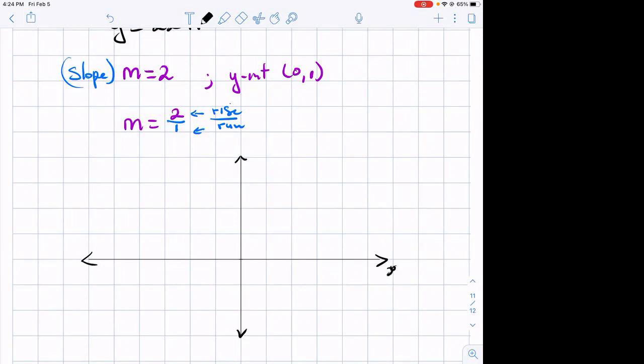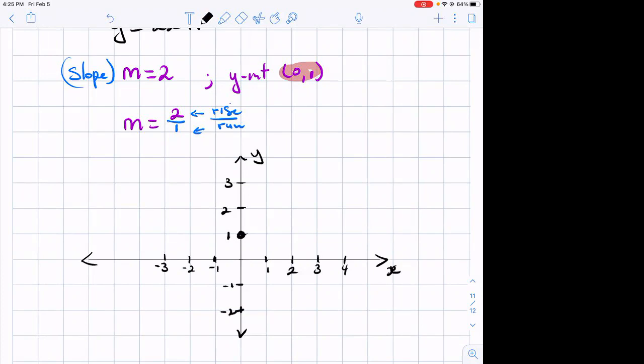Here is my x-axis, here is my y-axis. So we do have a point. We have a point 0, 1. So x is 0, y is 1. And that's this point here. Okay? Now from that point, I'm going to use that point and use the slope to create other points.